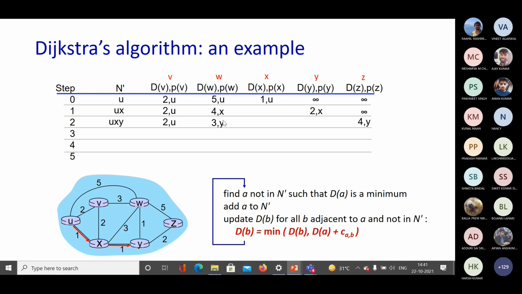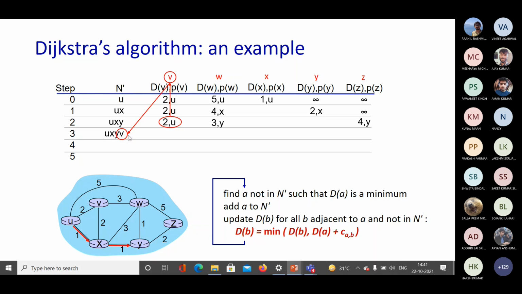What was the previous cost that you were getting? It was 4 comma X, right? Now if you go via Y, it is U to X is 1, X to Y is 1, and again Y to W is 1. So it becomes 3 comma Y, which is less than the cost of 4 comma X. So in that case, you take it as 3 comma Y. Among these, which one is the minimum? The cost for V is the minimum with 2 comma U.